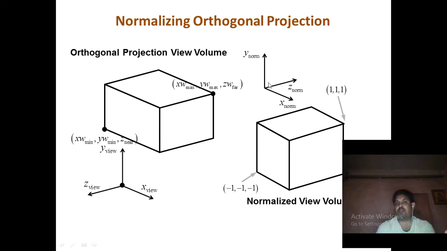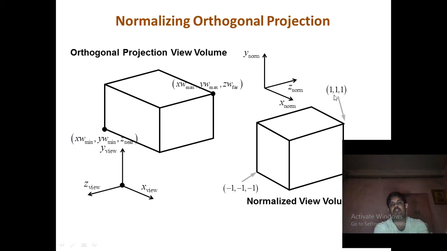Then this has to map to this box, because here x minimum is -1, y minimum is -1, z near is -1, and x maximum is 1, y maximum is 1, z far is 1. Whatever values you have here have to map here. How to map? xw min, yw min, z near map to -1, -1, -1, and the maximum corner maps to the other corner.